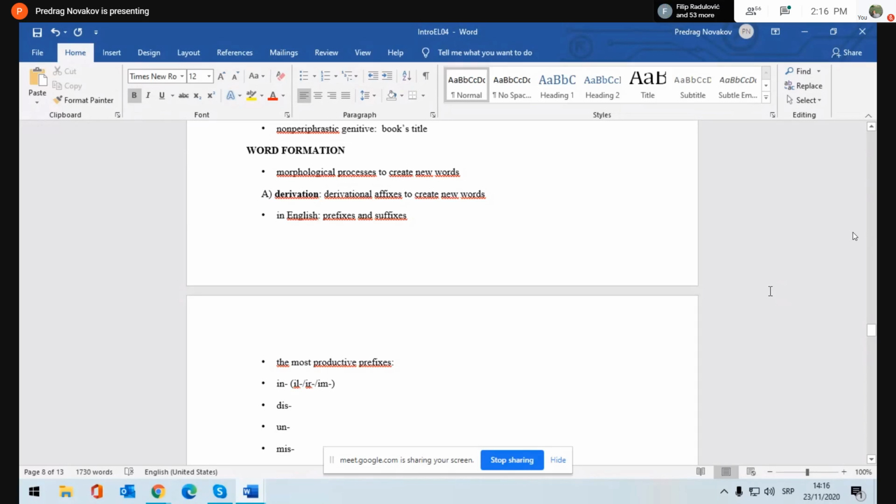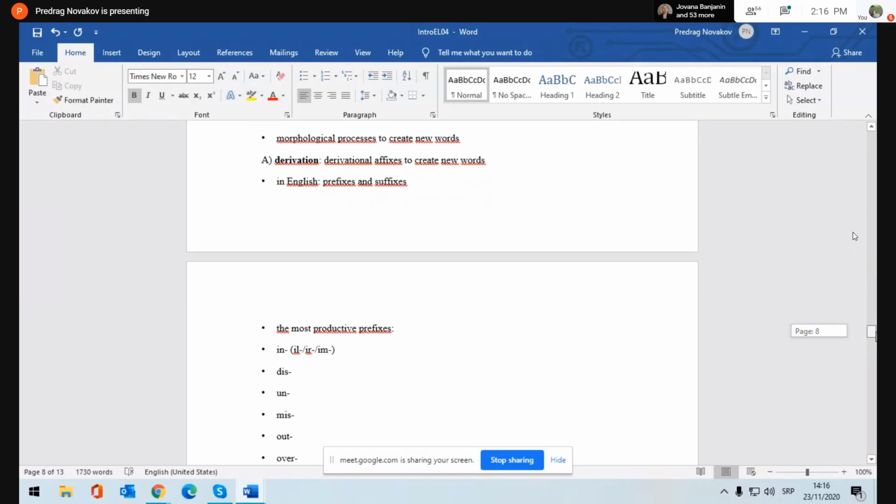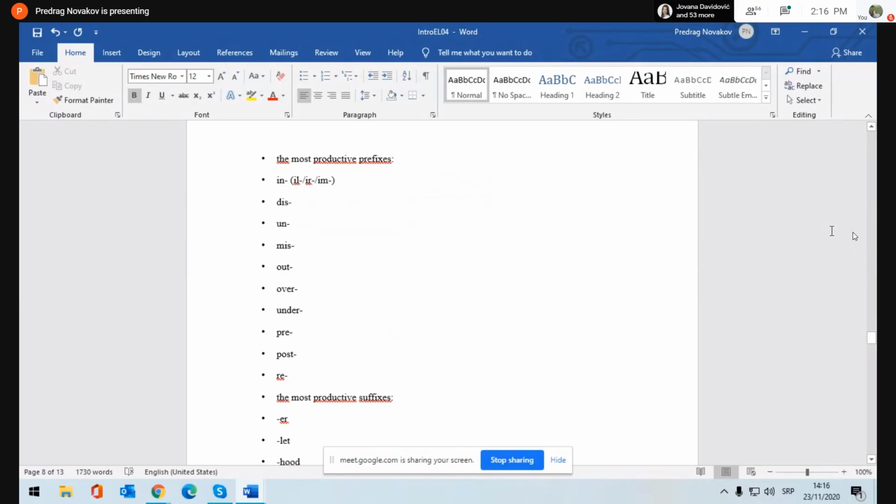Okay, so the first one we are going to mention is derivation. The same in Serbian, derivacija. We use derivational affixes to create new words. Affixes in this case mean prefixes and suffixes. Again, we do not have infixes. So we have prefixes and suffixes to create new words. I'm going to mention some of these. Perhaps you can provide examples, but let's first see some of them.